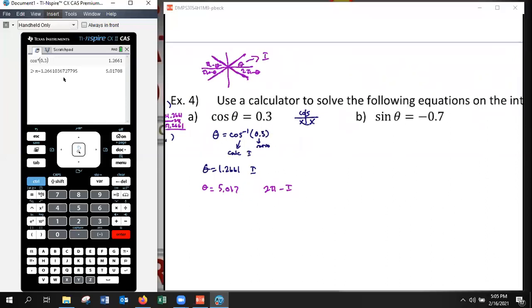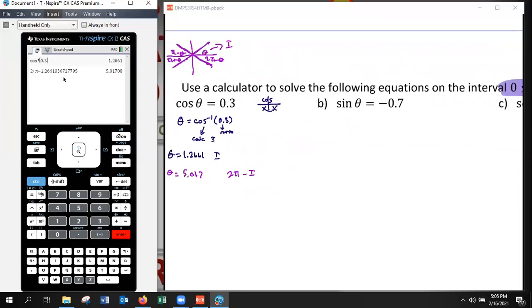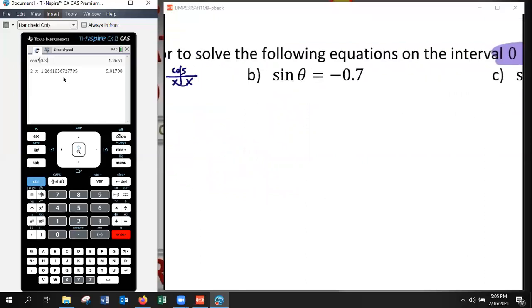All right, so let's check B. And I'm going to change my color back. So for B, sine of theta equals negative 0.7. So this is where the y value on the unit circle is negative 0.7. I don't know that off the top of my head.